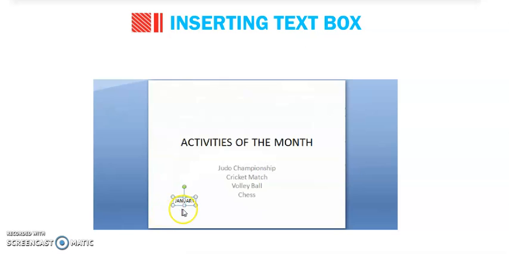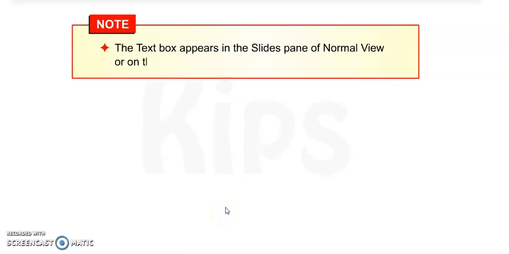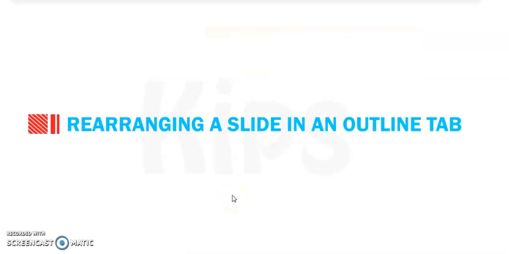Then enter the text January. If the text is long, it automatically shifts to the next line, keeping the box area in. Now there is another note. The text box appears in the slides pane of normal view or on the slide tab, but not in the outline tab. Now next is rearranging a slide in the outline tab.